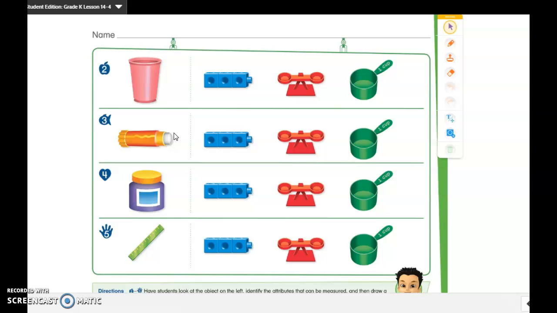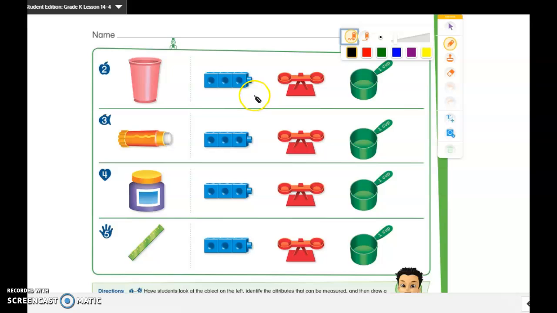Okay, so we see a cup of whatever. There's something in that cup, I'm going to guess. What can we use to measure my cup? Excuse me, I'm falling over my words here. Okay, let me turn my pen on.